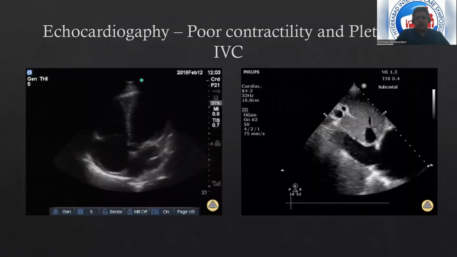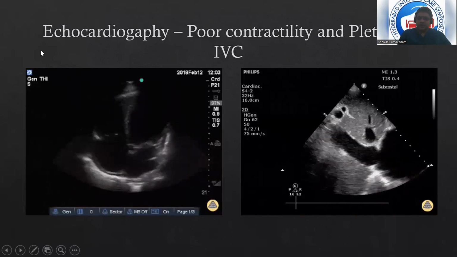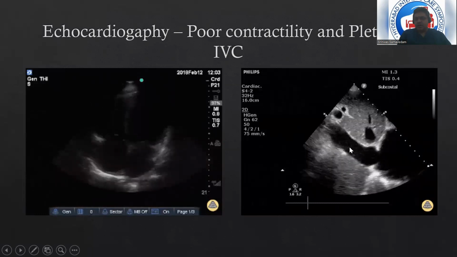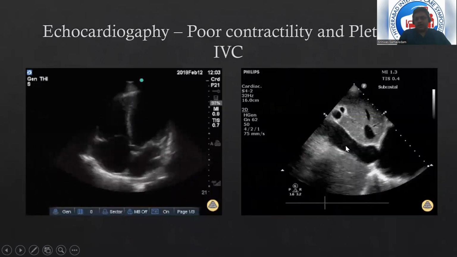So you can see the echocardiography in these patients. The LV contractility is poor, and the consequence is a back pressure on the right heart, and you can see a plethoric or a congested IVC.